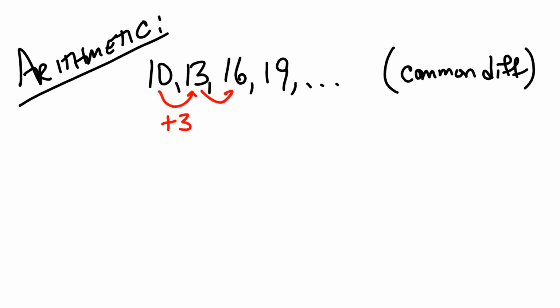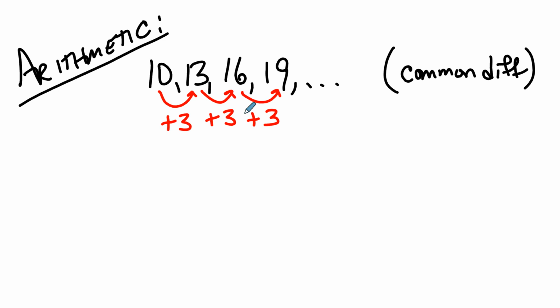So you'll remember that there are some sequences that are arithmetic, and arithmetic sequences are things like 10, 13, 16, 19, and so on. In an arithmetic sequence, there is a common difference. By common difference, we mean that we add 3 to get from any term to the next term. Any term can turn into the next term by simply adding the common difference.